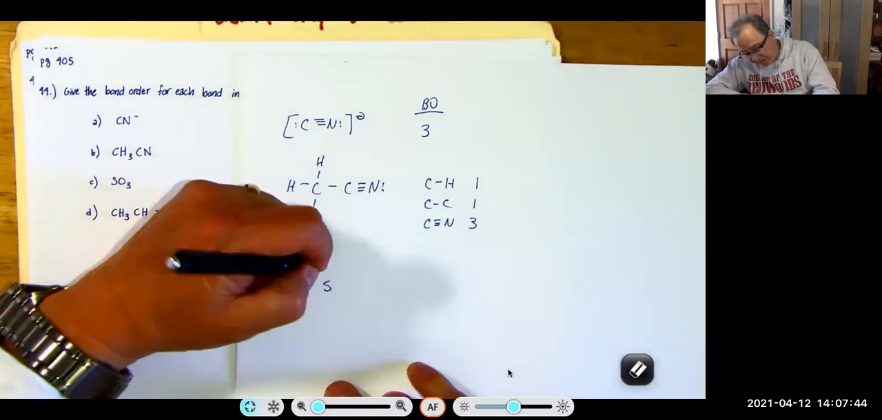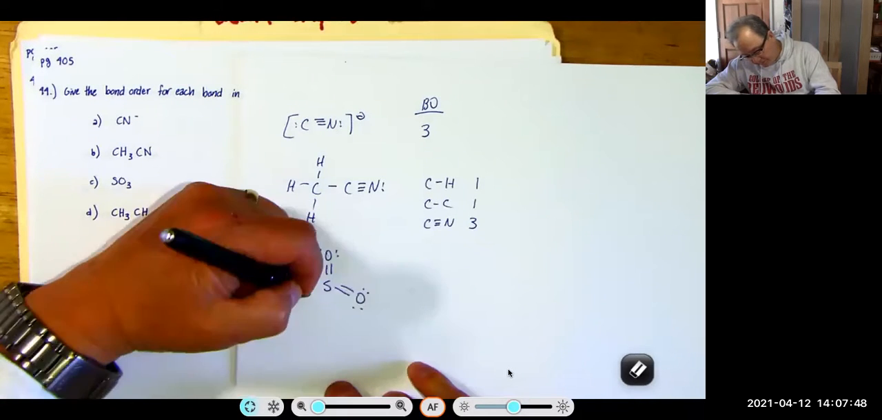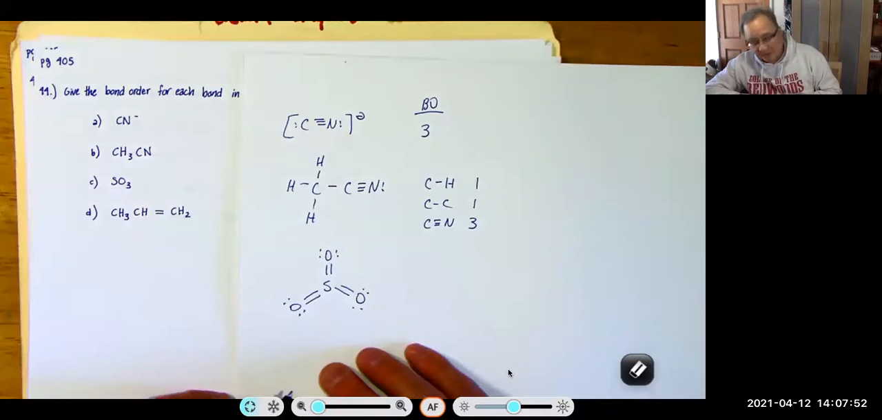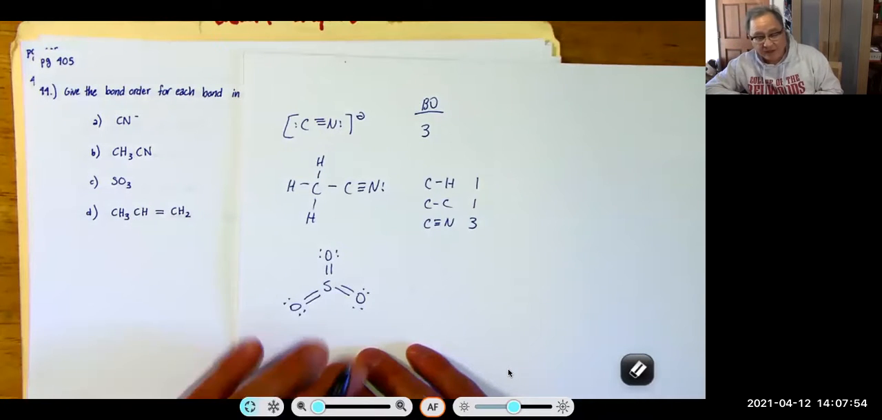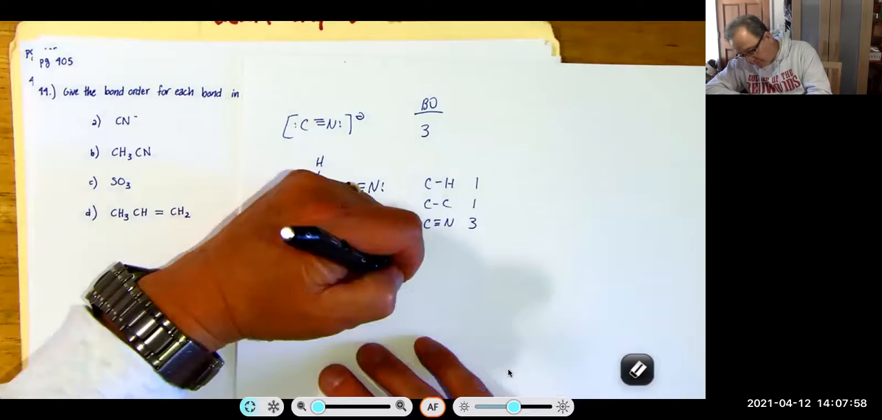SO3 looks like this. No resonance structures, because every atom here has a formal charge of 0. So what's the bond order? 2.